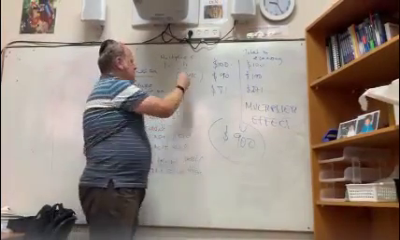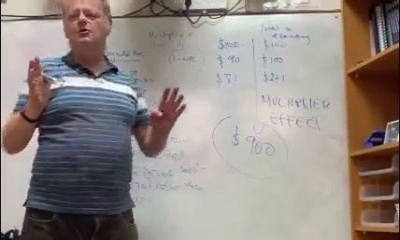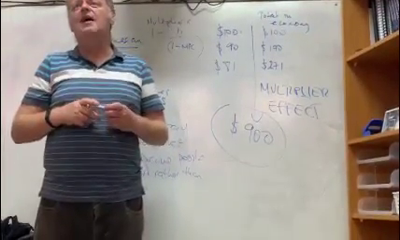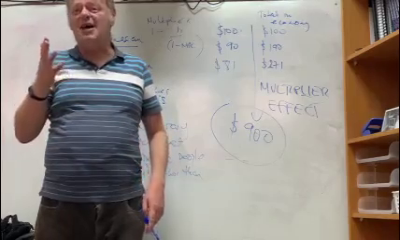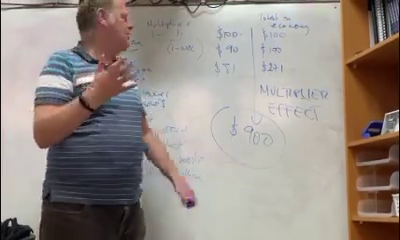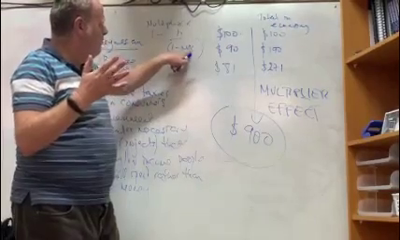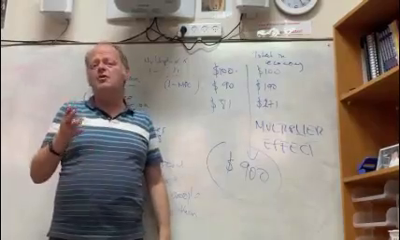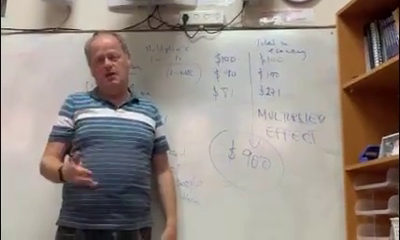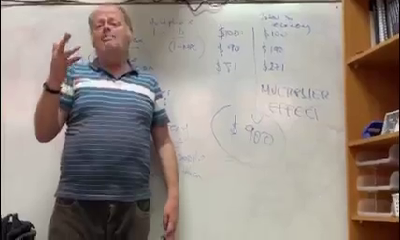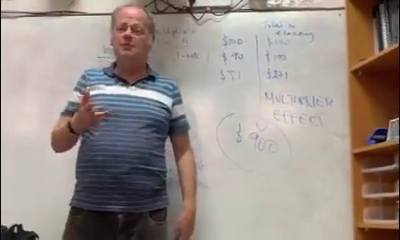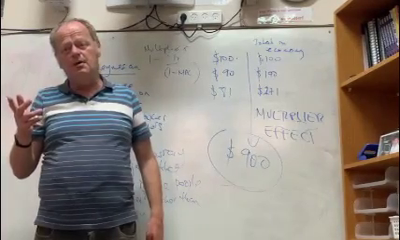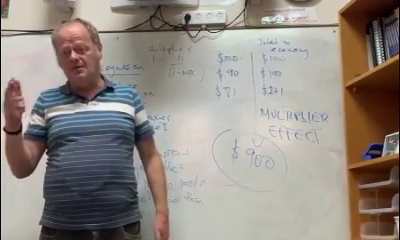The MPC stands for the marginal propensity to consume. That means that if you receive $100 and you spend $90 and then you keep the 10, then your marginal propensity to consume is 0.9, or 90%.